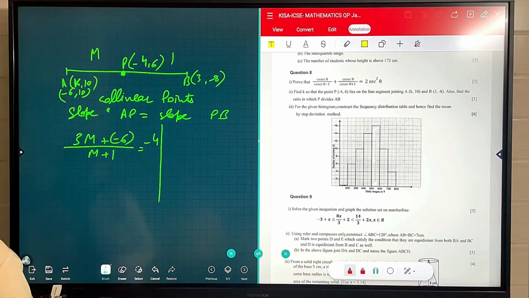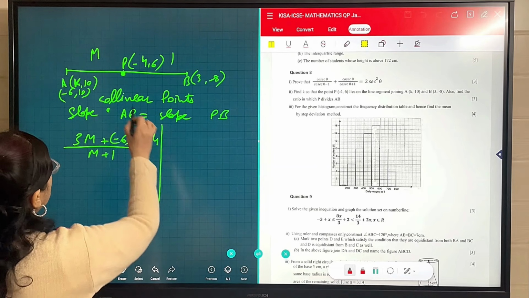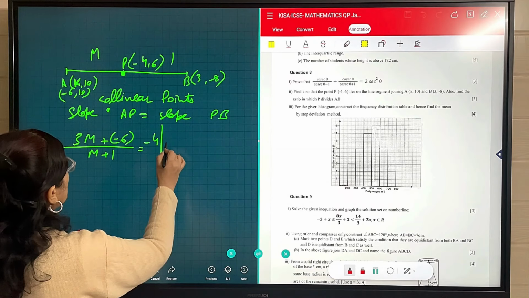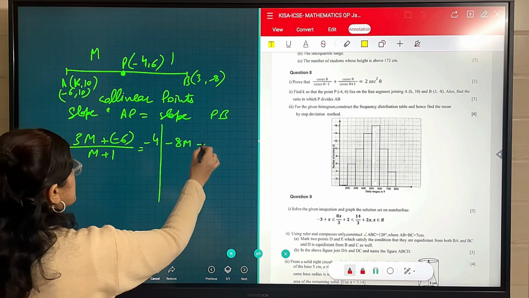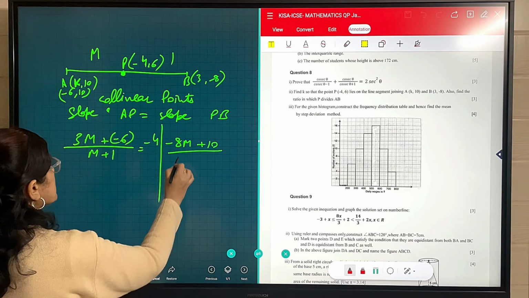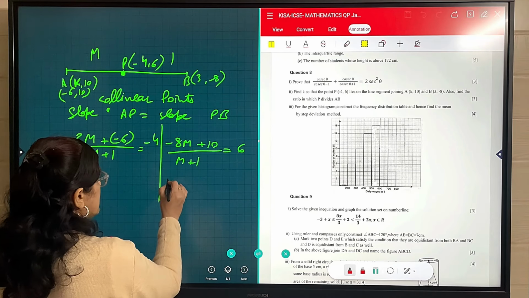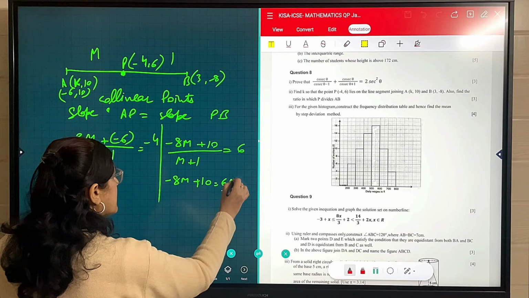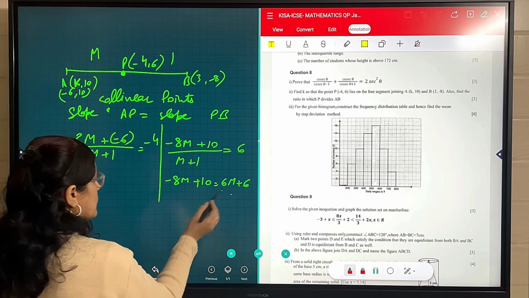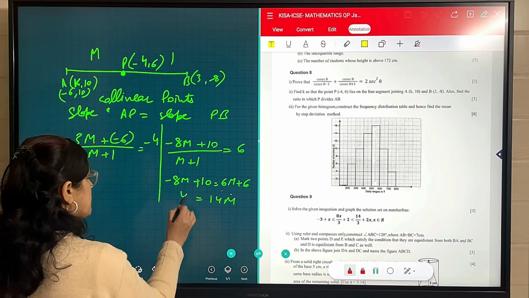So in this way we can also get it, or either this is an optional part, but I can show it in this way also: minus 8m, and then on this side it is 10 upon m plus 1 and its value is equal to 6. So now on this side it is easy, so minus 8m plus 10 is equal to 6m plus 6. So 8 and 6, it is 14m, and this is 10 minus 6 means 4.